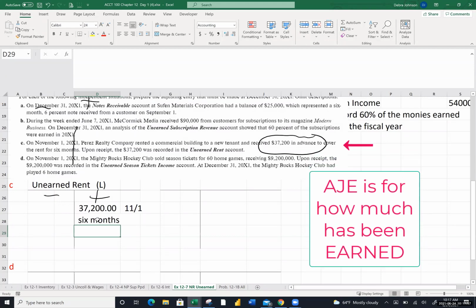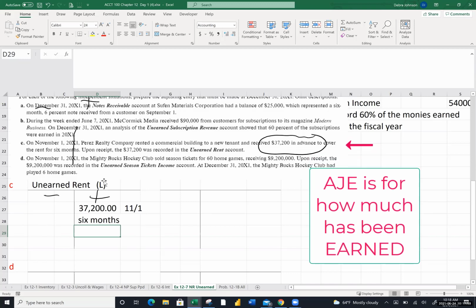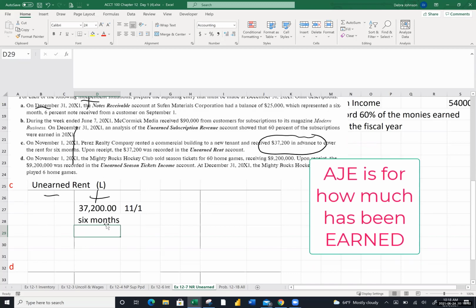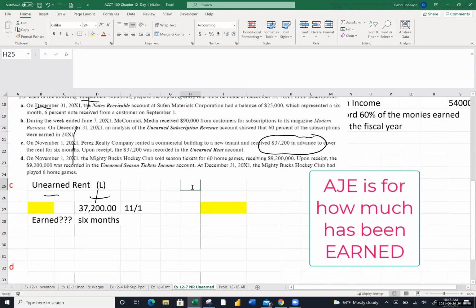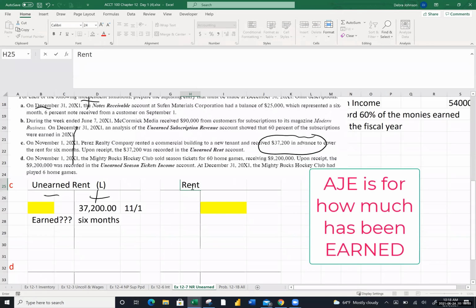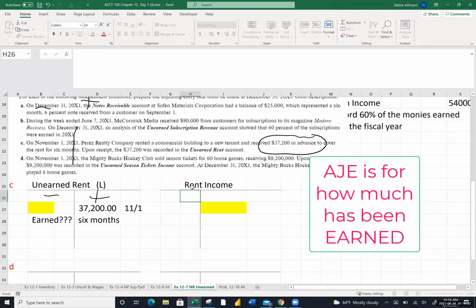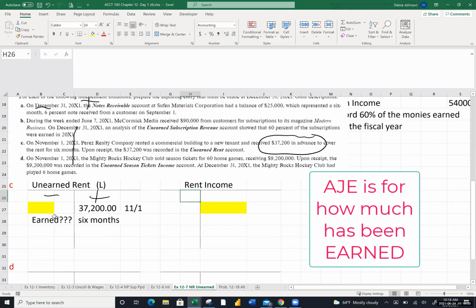What we're supposed to do on the adjusting entries, we need to adjust this account to what it should be. So the goal is to figure out how much has been earned, take it out of the unearned account and put it into a regular old revenue account, maybe something like rent income or rental income. So the big question is, how much of that money that they received up front has now been earned?